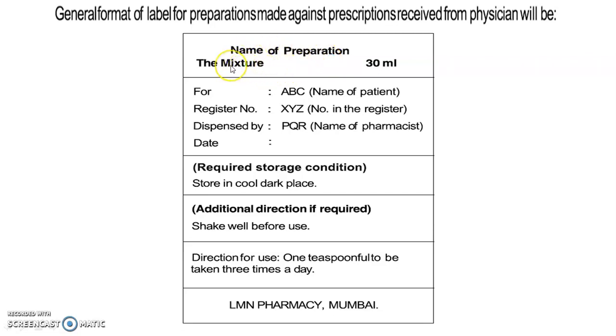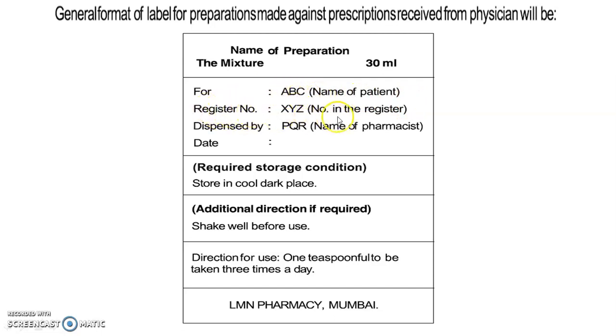then the dosage form of it with the quantity, the dispensed quantity. For an example, here is written the name of preparation, then the mixture is the dosage form, and the 30 ml is the quantity which is to be dispensed. Then the next part is the name of patient. For an example, here we have taken ABC.